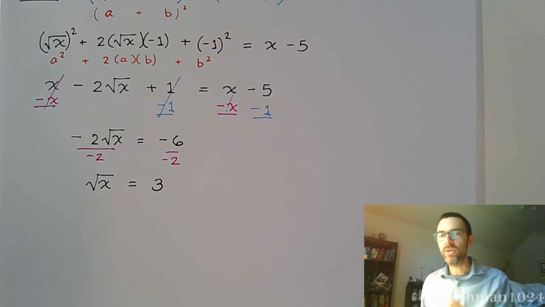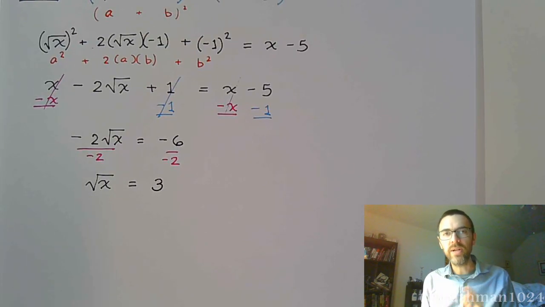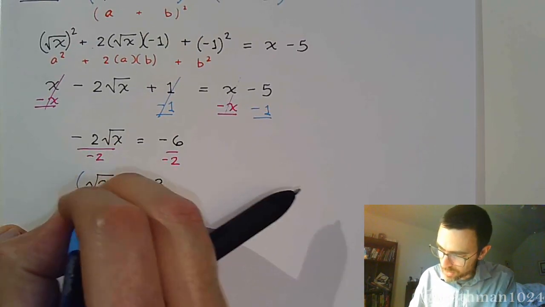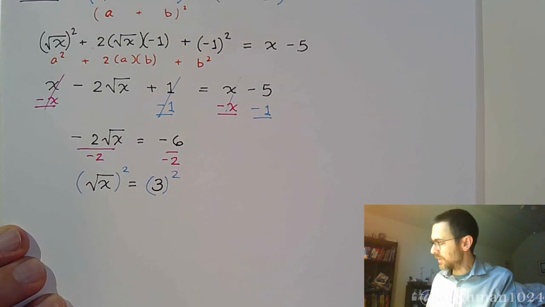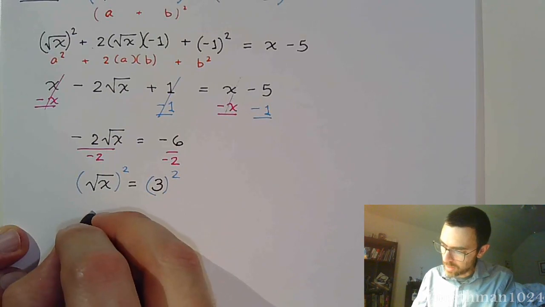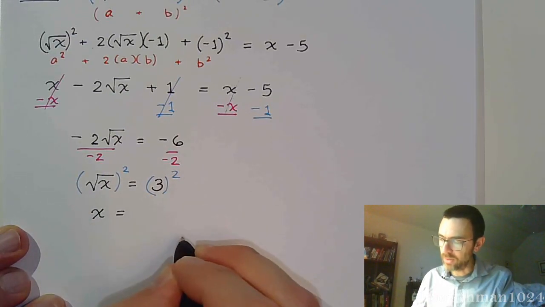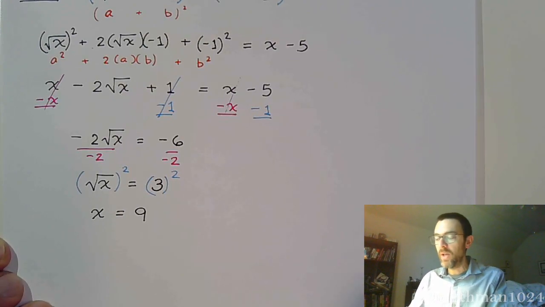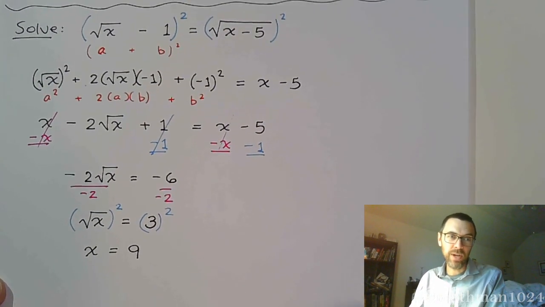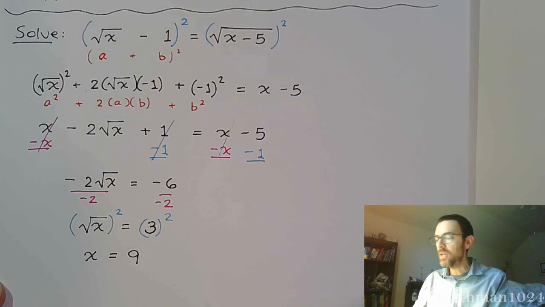Okay, so we got the radical, we had another radical isolated, use that power property, square both sides. x on the left, 3 squared is 9. Now this looks like a pretty nice answer, so let's check just to make sure.